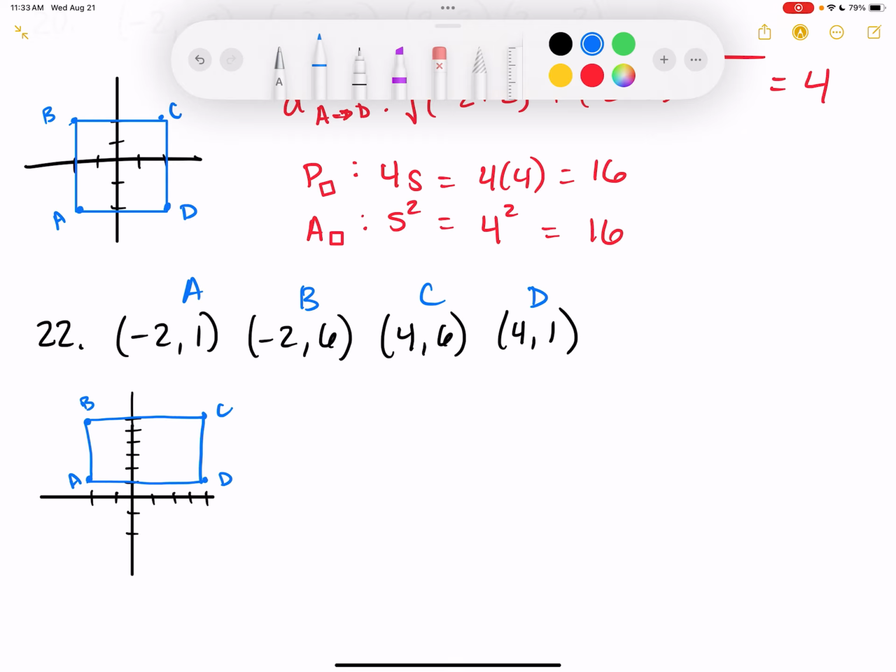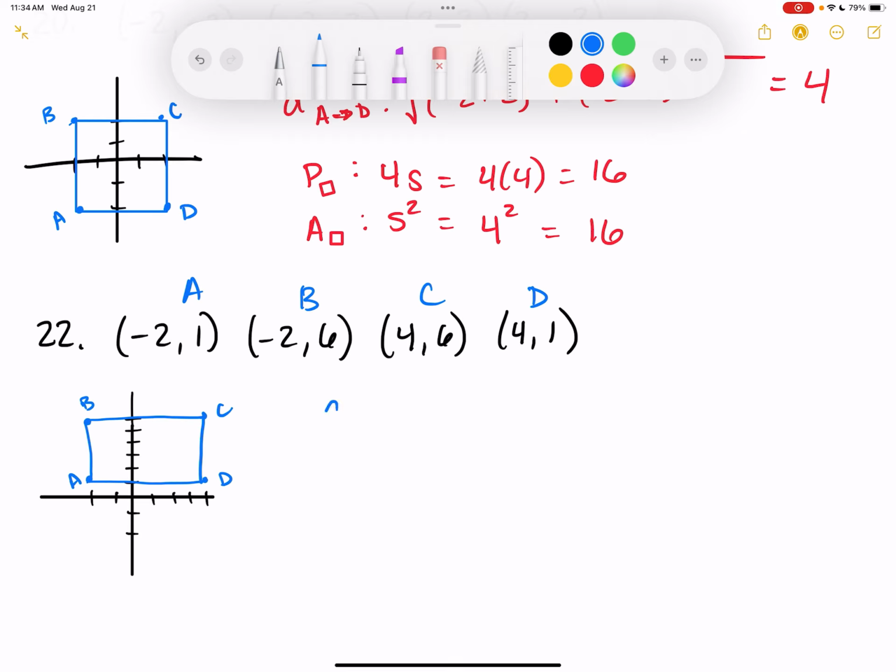What shape is this? Rectangle. So that means I need to find the distance of two sides. I either need to find A to B or C to D, and then also B to C or A to D. So which one do you want to do first? A to B.